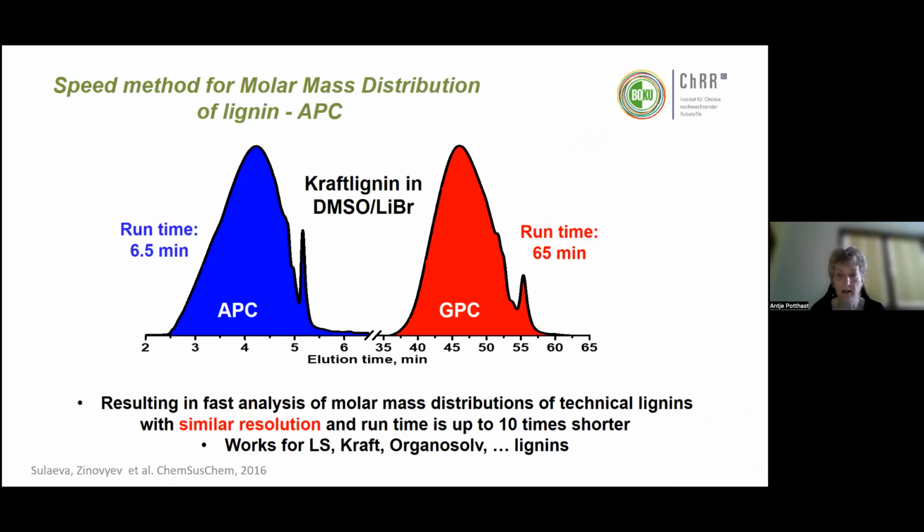And if you look into a direct comparison, on the right-hand side, same lignin, with the classical GPC, 3 columns, 65 minutes runtime, we get that with 6.5 minutes runtime in the APC. So if you're running out of time, that might be the version to use.